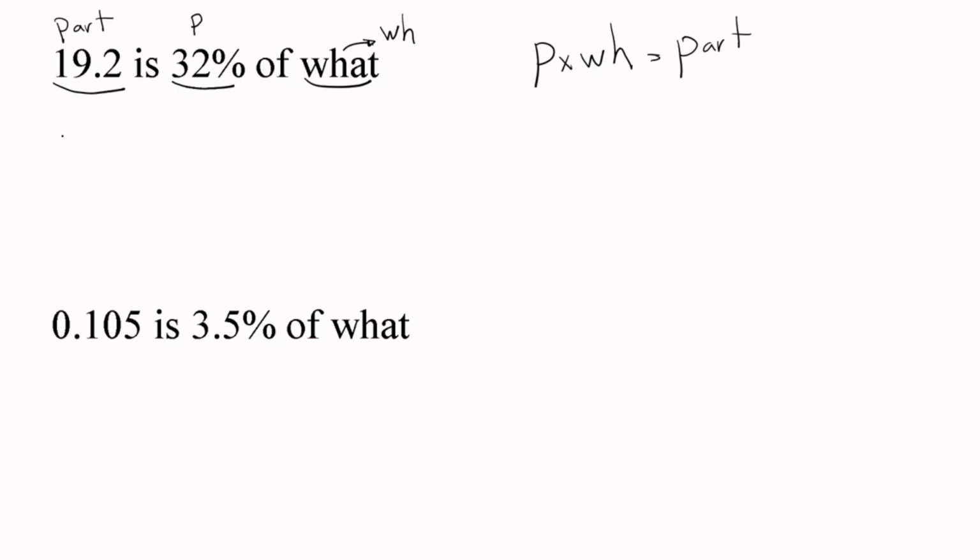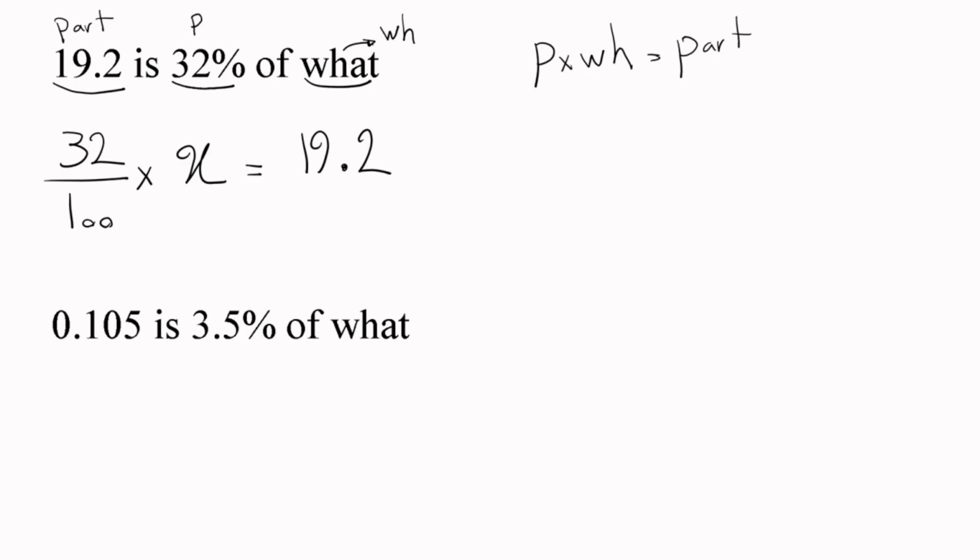Percentage, I have it, it is 32. But I must write it as a number, so 32 over 100 times whole, which is the variable here. I'm going to consider that x. And I want to calculate x, is equal to part, 19.2. Okay. This is really easy. Linear equation. First degree equation.